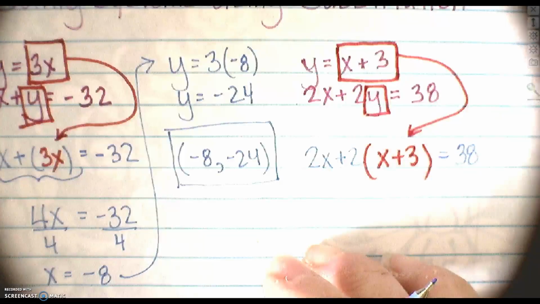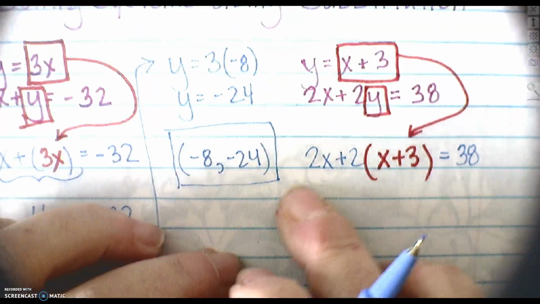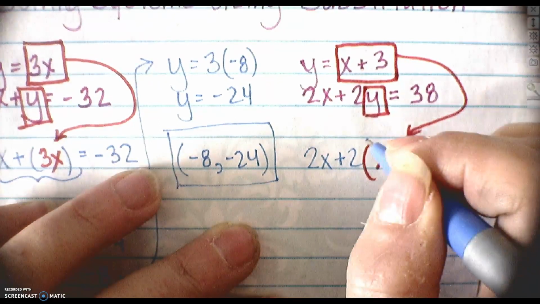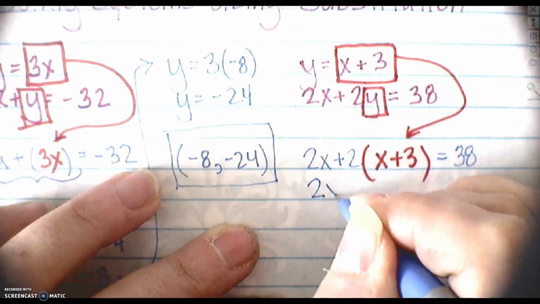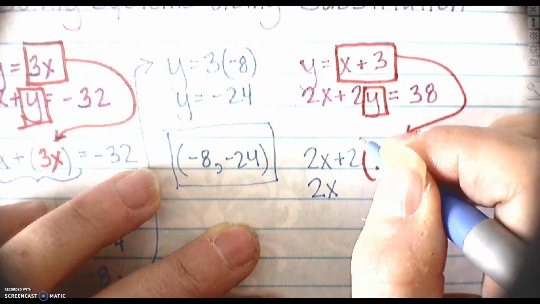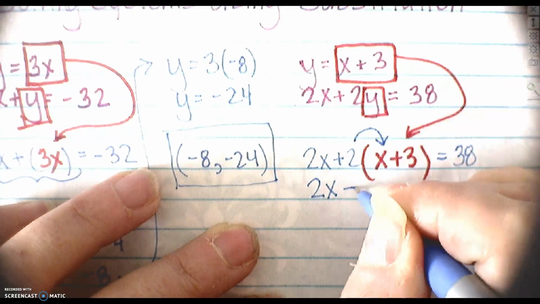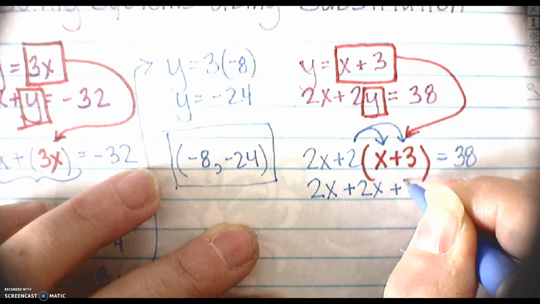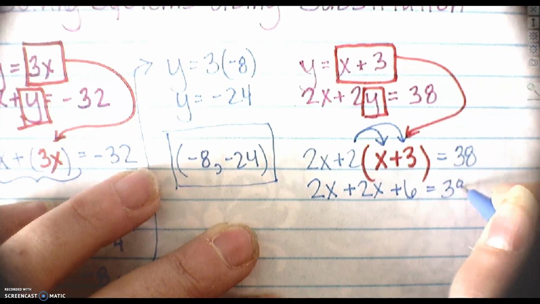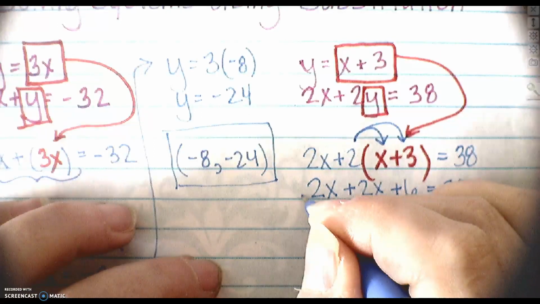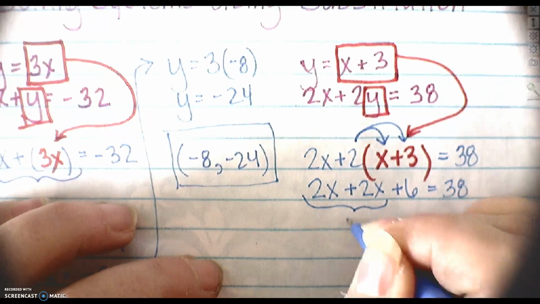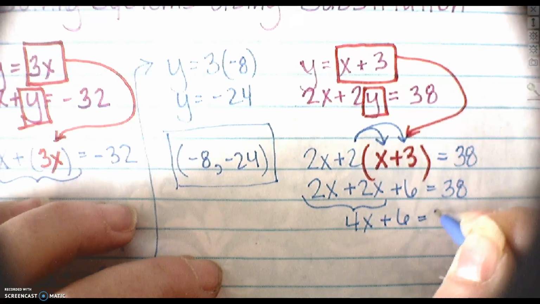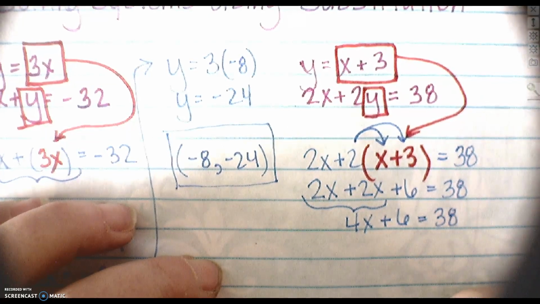Now that I have substituted, my y is gone. I only have an equation with an x in it, so I can solve it the old-fashioned way. Let's start by solving our parentheses by distributing. 2 times x is 2x. 2 times 3 is 6. Bring down my equals 38. I have like terms. 2x plus 2x is 4x. Bring down my plus 6. Bring down my equals 38.